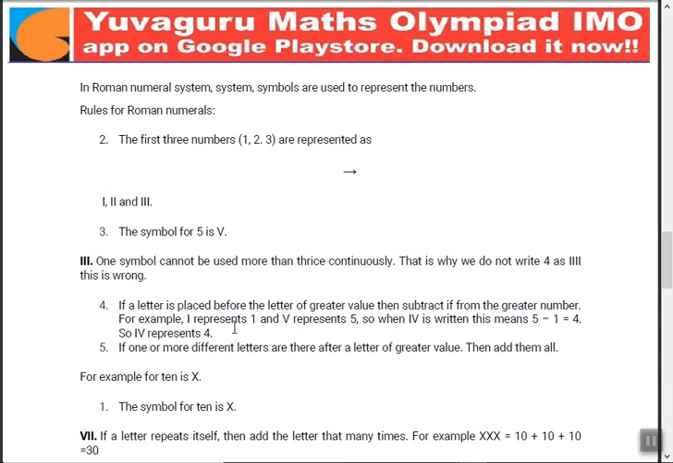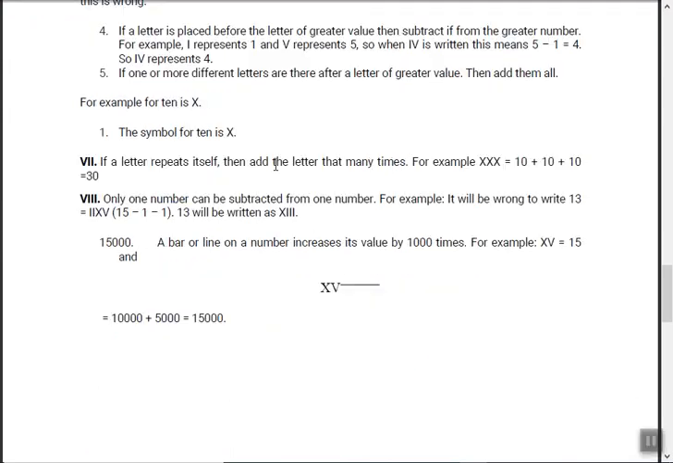IV represents 4. If one or more different letters are there after the letter of greater value, then add them all, right? That's why, 6, how do we write? V and I, so it means V plus I, 5 plus 1, 6, okay? So that's quite simple now. Add them all means, suppose if I write 6 as VI, 7 is VII, right? Now let's go to next.